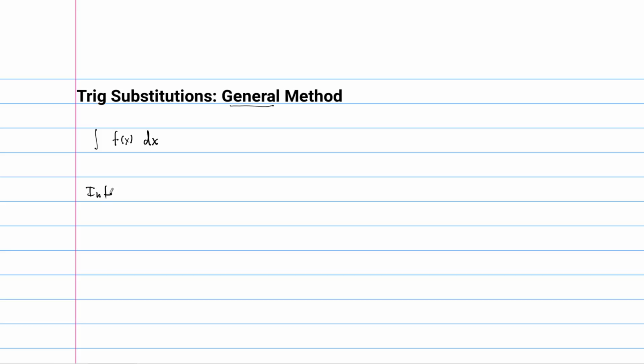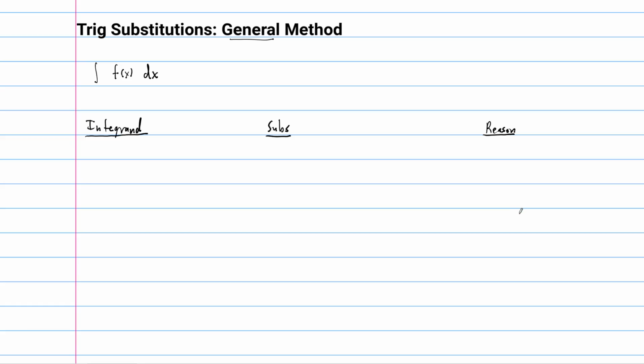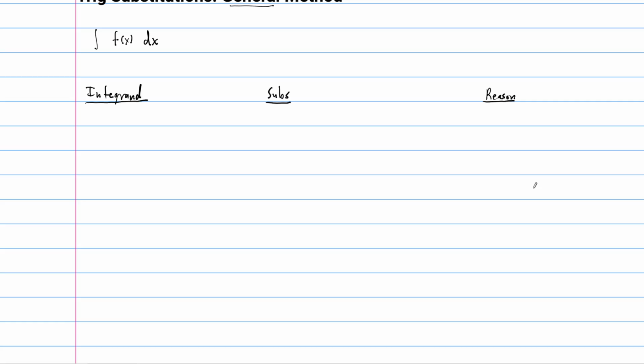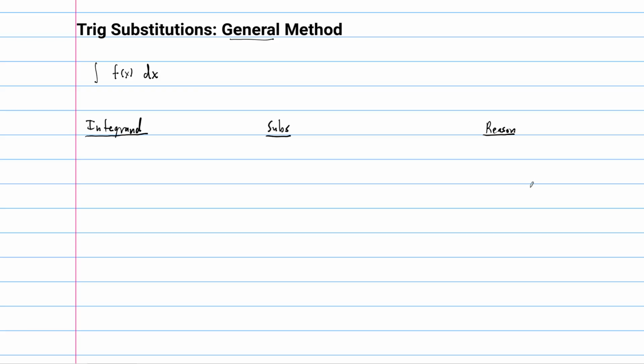And the table is going to have 3 columns. It's going to say the integrand, that's the function f. Now, the integrand is not going to be exactly what we put in this table, but it's going to have a certain form. Then the next column will be the substitution that we want to make, and finally the reason that we make that substitution. And there are 3 different versions of the possible form of the integrand that we're going to take a look at in this video.